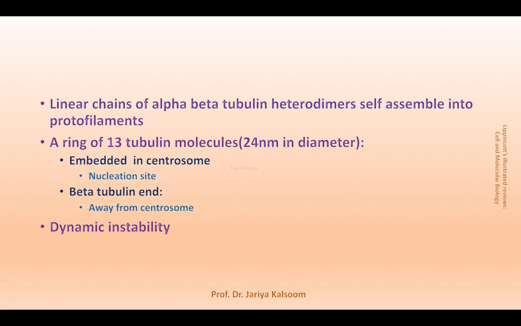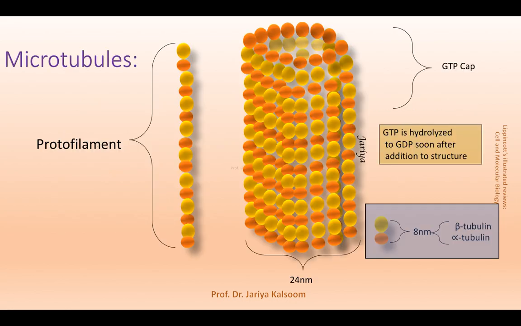Microtubules continuously switch back and forth between growing and shrinking phases. Therefore, they are said to have dynamic instability. Here it can be seen that 13 protofilaments form the outer wall of the cylindrical microtubule structure. The growing or plus end of the microtubule has a GTP cap and is directed away from the centrosome. It grows in search of organelles.